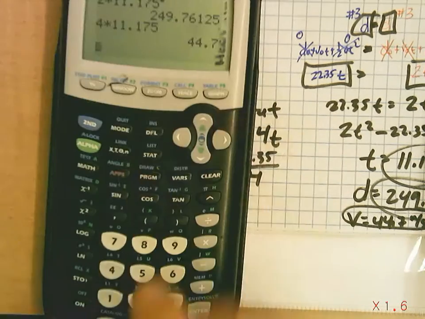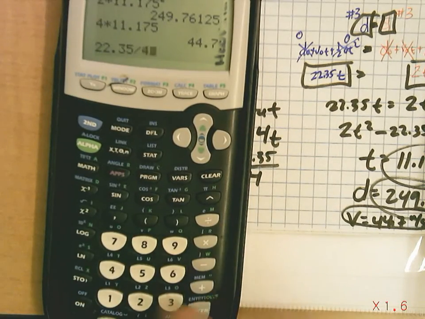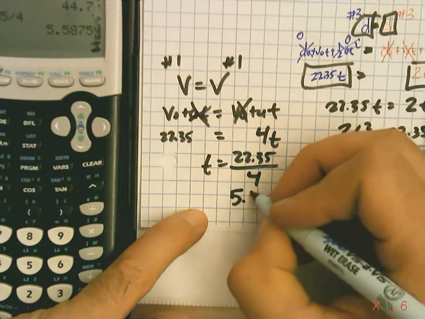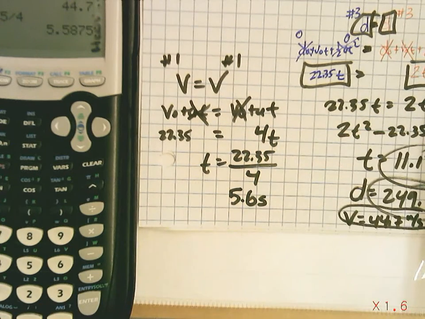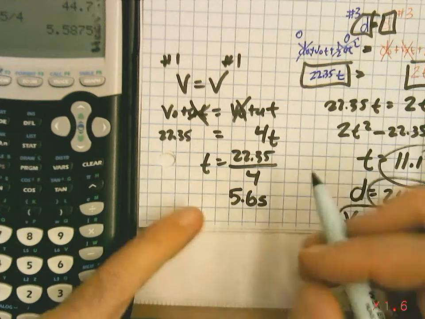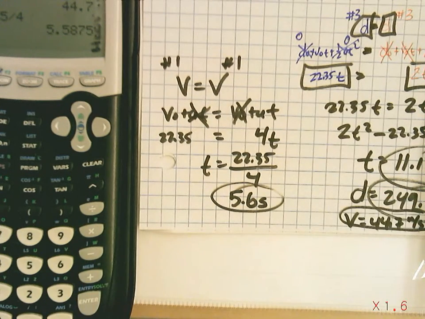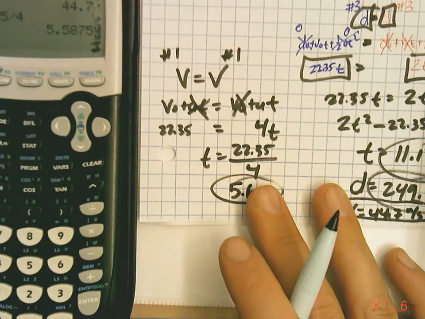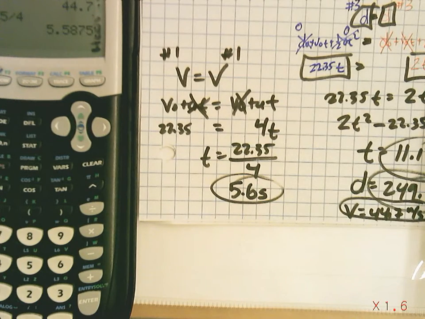So 22.35 divided by 4 is 5.58 seconds. Now it just so happens that that is exactly half of the time when they caught each other. And that's always the case when they leave at the same time. You always get half. So that's the time when they have the same velocity.